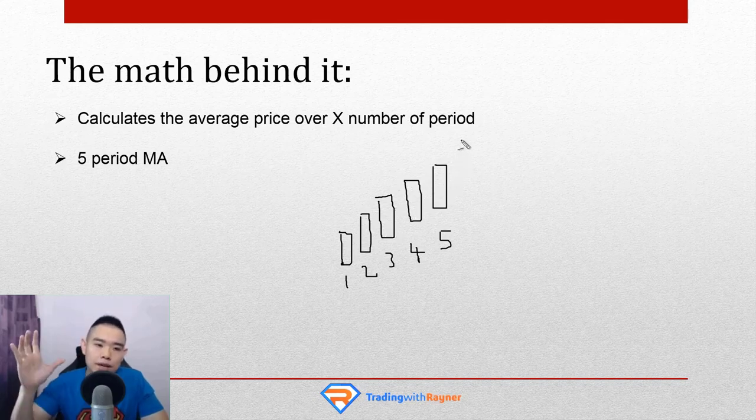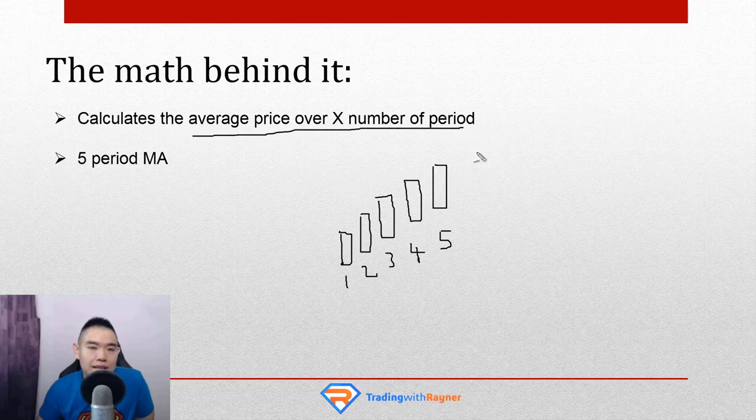So let's say you overlay this chart with a 5-period moving average. What will the value of your moving average be? Well, it's going to be pretty simple. What you're going to do is add the total of these closing prices. So 1 plus 2 plus 3 plus 4 plus 5, and you divide by 5, since we are calculating the average price over X number of periods. Our X number of periods in this case is 5, for a 5-period moving average. So you take 1 plus 2 plus 3 plus 4 plus 5, divide by 5, and your answer will be $3.